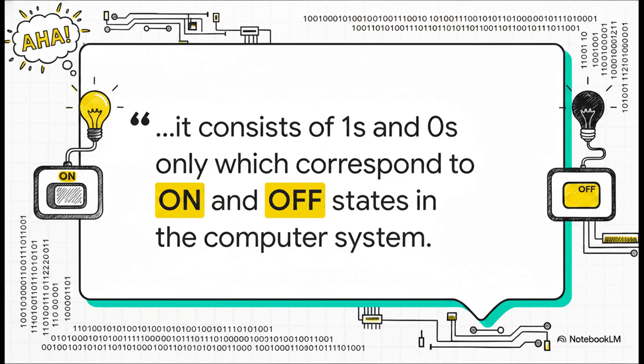A 1 means an electrical switch is on, current is flowing. A 0 means that switch is off. It sounds almost too simple, right? But believe it or not, every single thing your computer does, from loading up this very explainer to catching your every keystroke, it's all just a mind-blowingly complex sequence of these on and off signals.